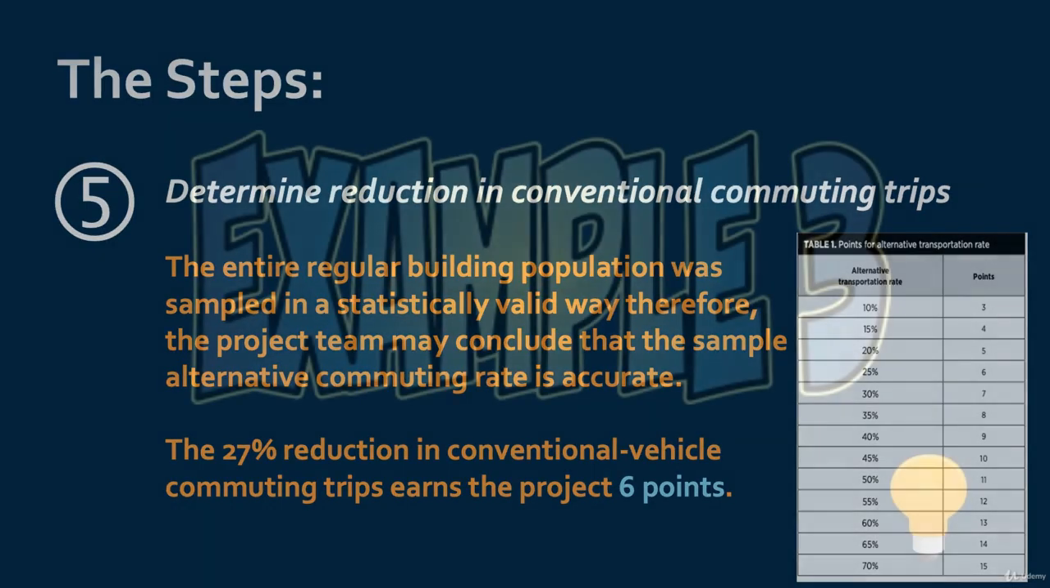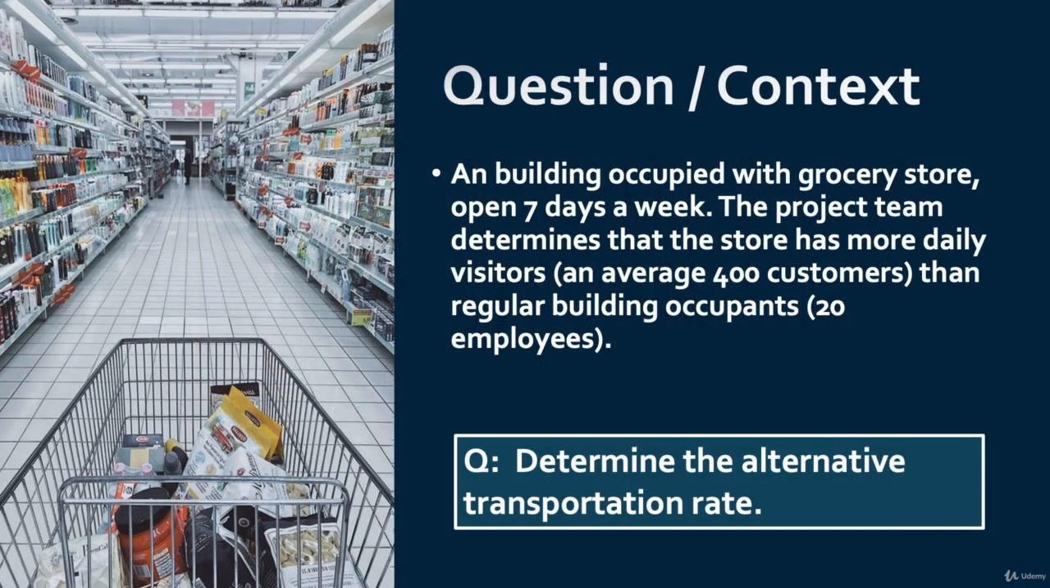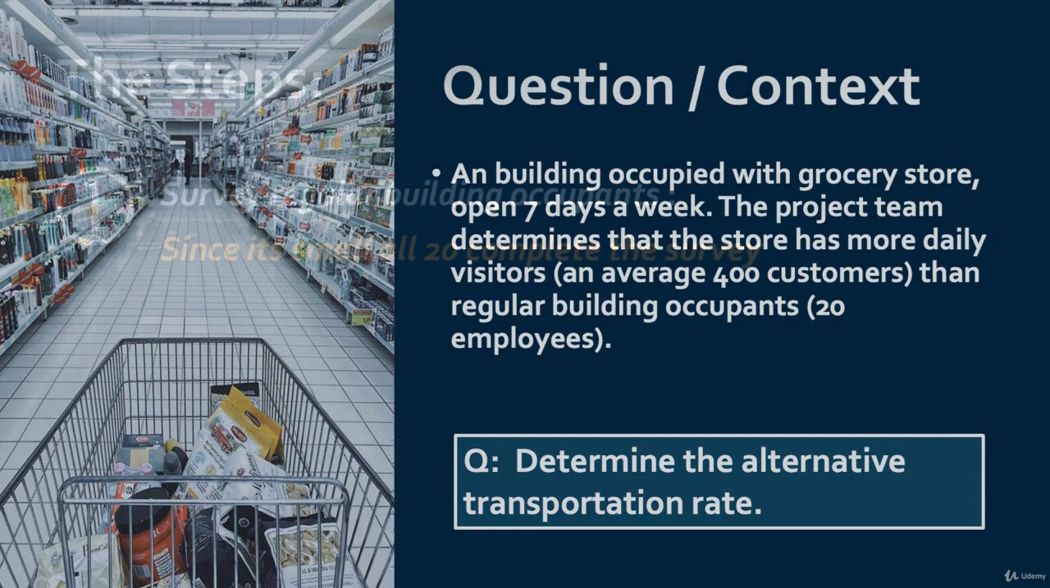But let's do one more example, this time with visitors included. So example number 3. The context is as follows. A building occupied with a grocery store opens 7 days a week. And the project team determines that the store has more daily visitors, an average of 400, than the regular building occupants, the regular workers, 20 employees. And the question remains the same. Please determine the alternative transportation rate and which amount of points can be earned for LEED.